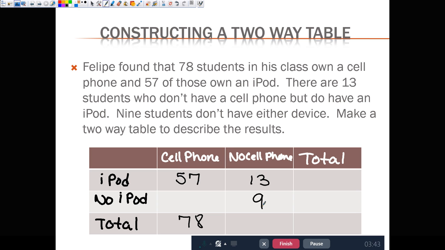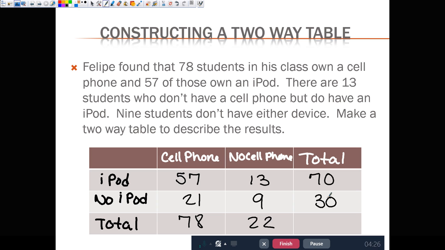Then we're going to look through all the results to find the additional missing pieces. So 57 plus 13 will give us our total for that row. What is 57 plus 13? 70. 13 plus 9 will give us the total of that row. 22. And then we can find our no iPod with cell phones by subtracting 57 from 78. 21. And then we can add this row here. 21 plus 9 is 30.